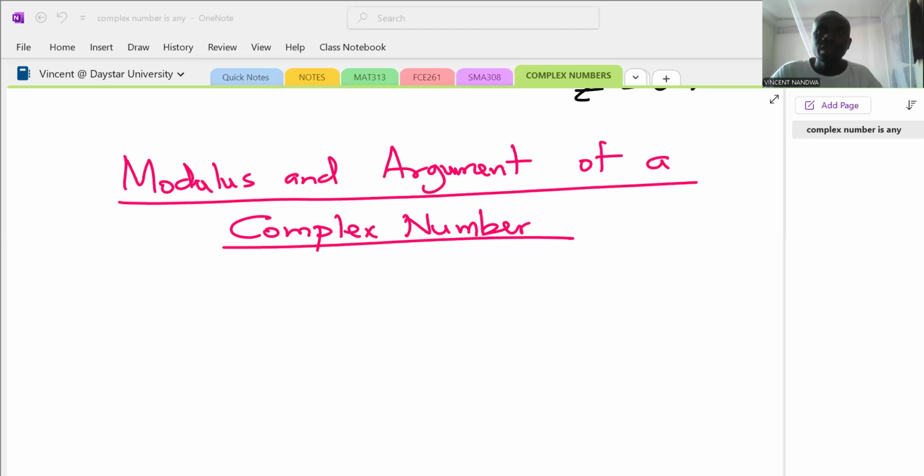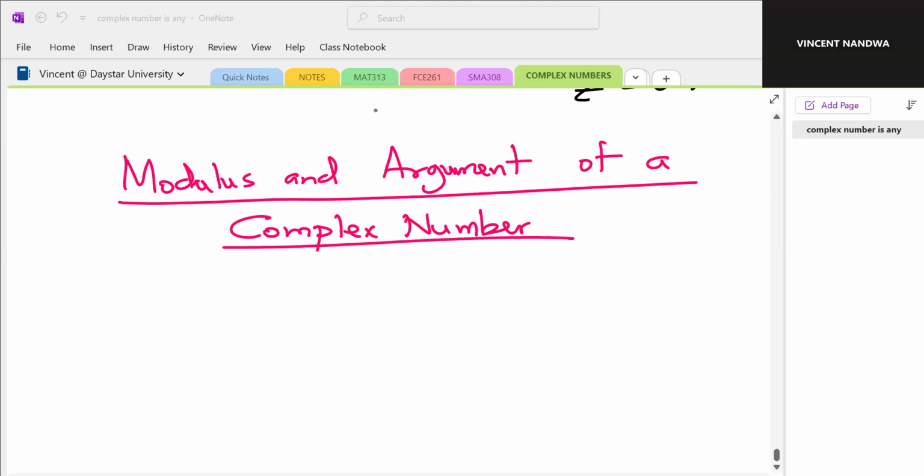So we begin by first discussing how to express a complex number in polar form. And before we do that, we'll begin by first explaining or defining what the modulus and argument of a complex number mean. So to appreciate these two terms, I want us to consider a complex number.